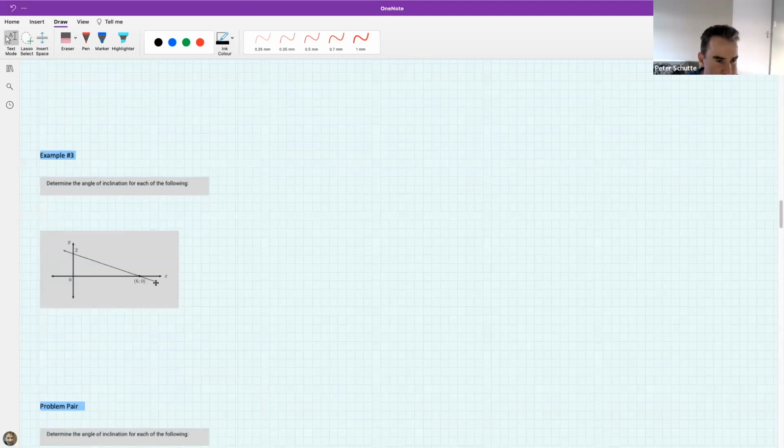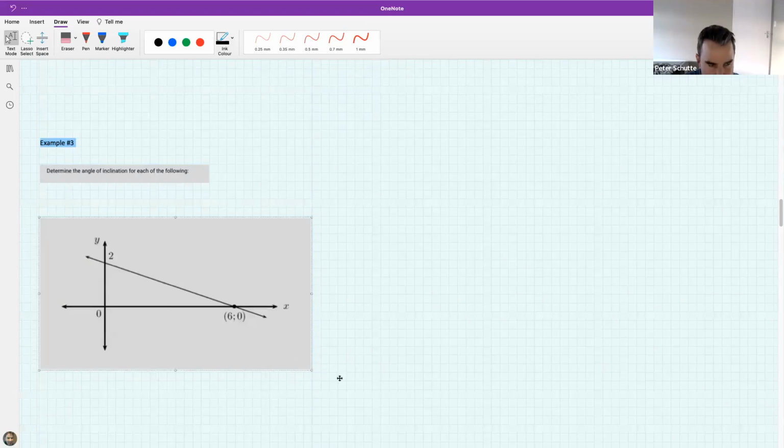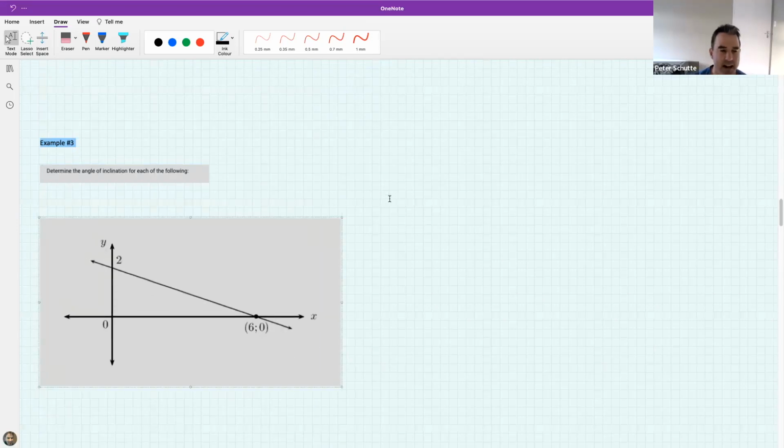But let's have a look at something like this. Now, in this example, it says I have to determine the angle of inclination of this line. But this one is a bit different. There's actually two things that are different. So I want to ask us as a class, what do you think my first step is? I can kind of see where the angle of inclination is. It's here, but there's a lot less information given. I might have to figure some stuff out.